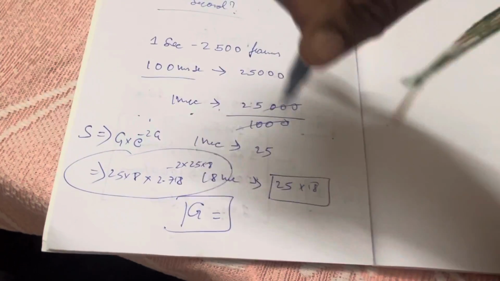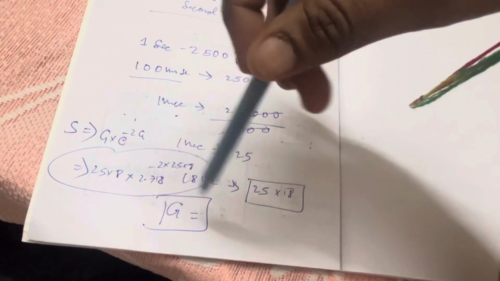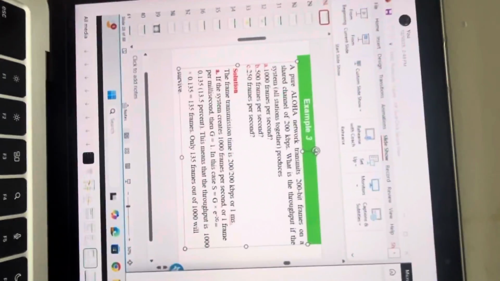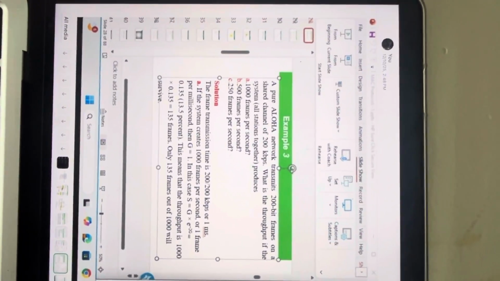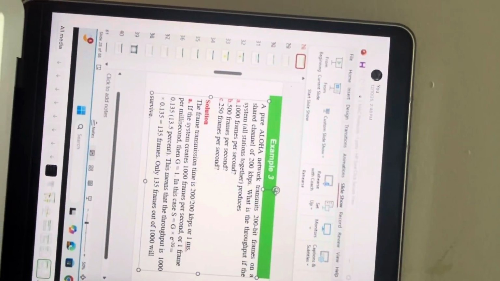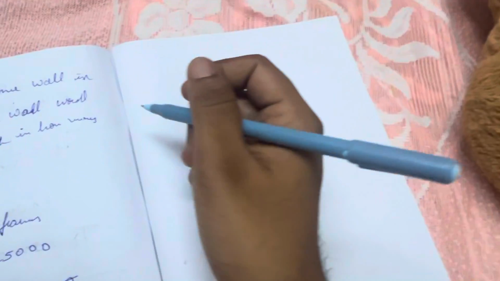You have to just multiply this 25 into g, so you get the initial value. That is how it is done. So if you want the solution, it is given below as well. So let's take it again for a brief explanation. I'll explain how to do it.